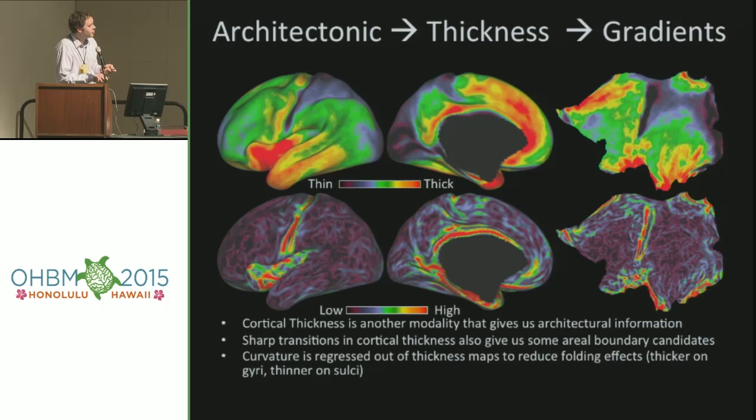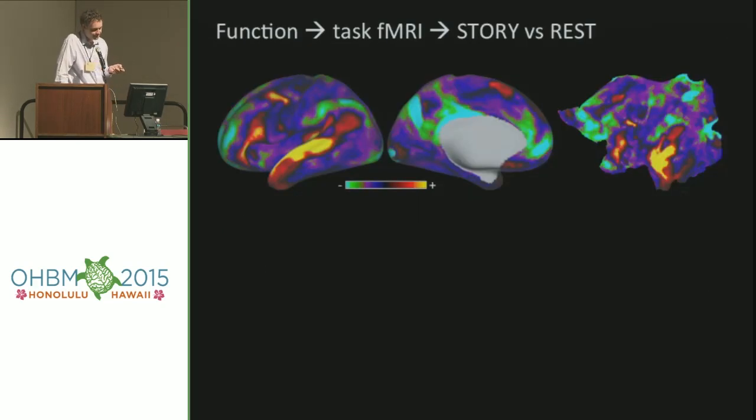Also, we're regressing the curvature of the surface out of the thickness map because generally gyri are thicker than sulci, and that's not the effect we're interested in here. We're interested in differences in cortical thickness that are related to brain areas.